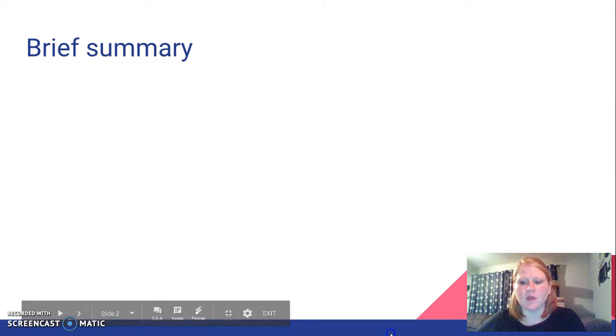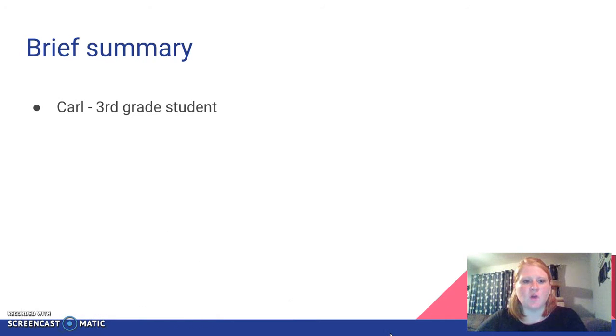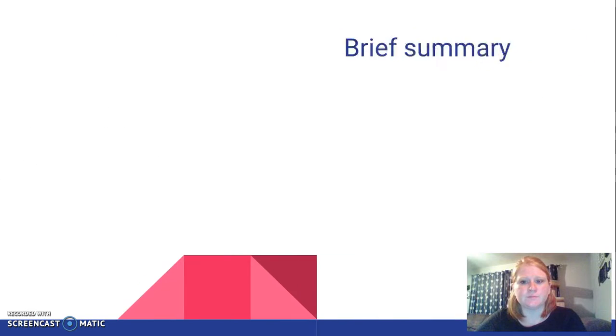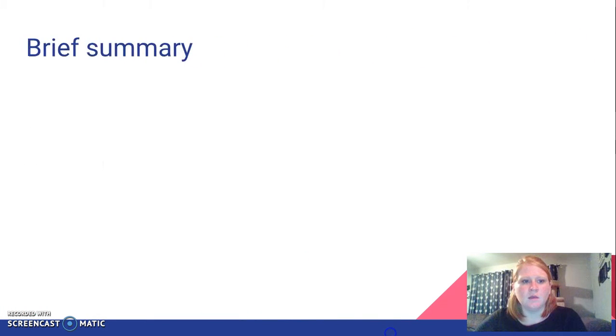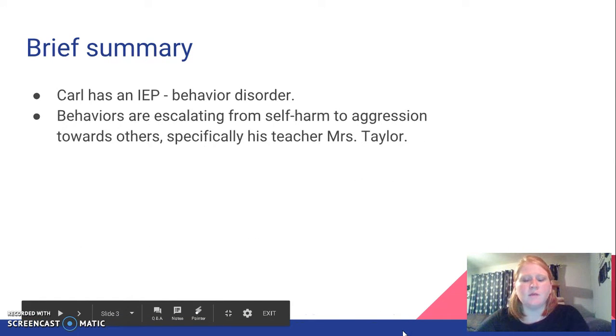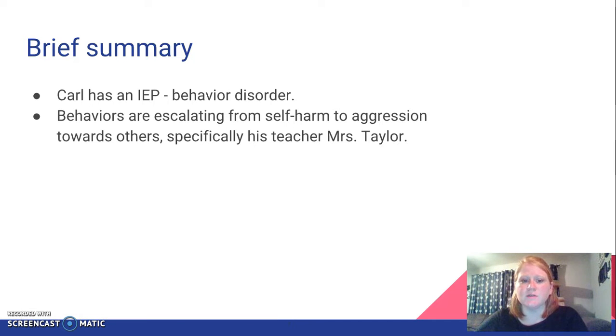A brief summary of the case study. We have Carl, a third grade student, his classroom teacher, Mrs. Taylor, his SPED teacher, Ms. Green, and we were also told about his previous SPED teacher, Mrs. Lewis. Carl is a third grade student who has an IEP for a behavior disorder. His behaviors have recently begun escalating from self-harm to aggression towards others, specifically his teacher, Mrs. Taylor.